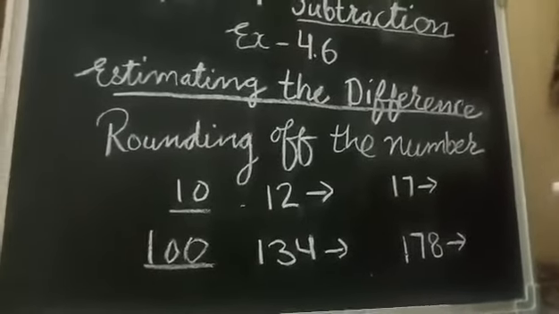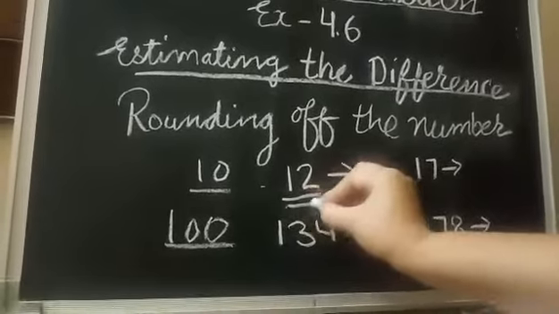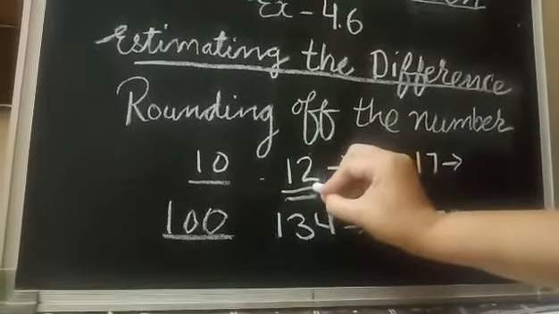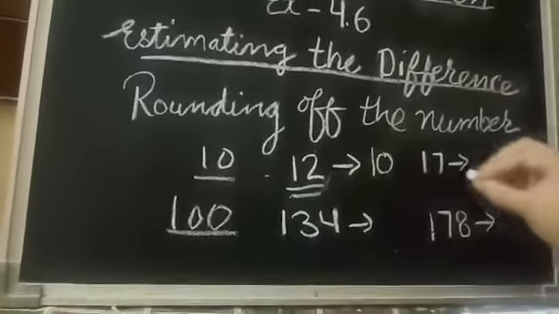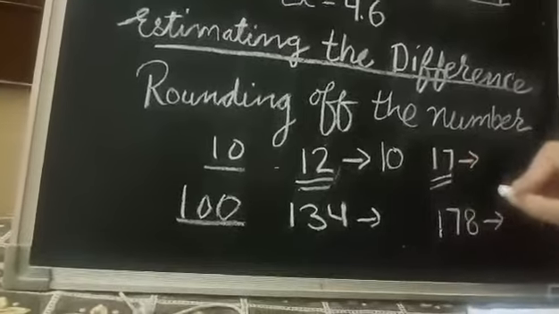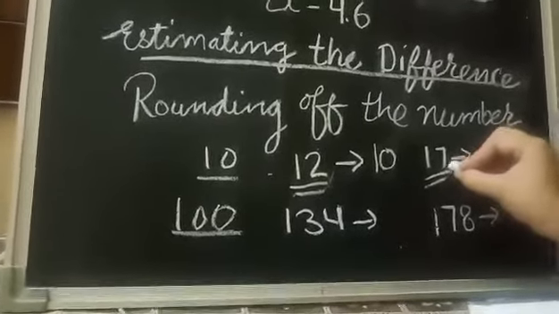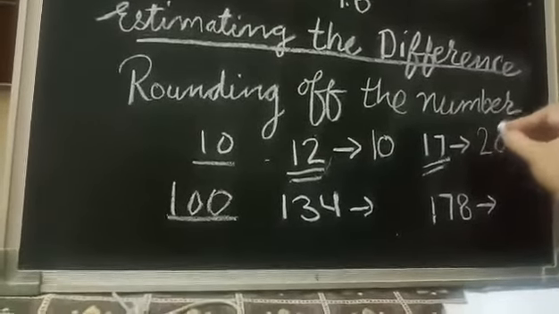For example, I am taking two examples. This is 12. This one digit is less than 5, so it becomes 10. And this is 17. In this, at one's place there is 7. 7 is more than 5, so it becomes 20.